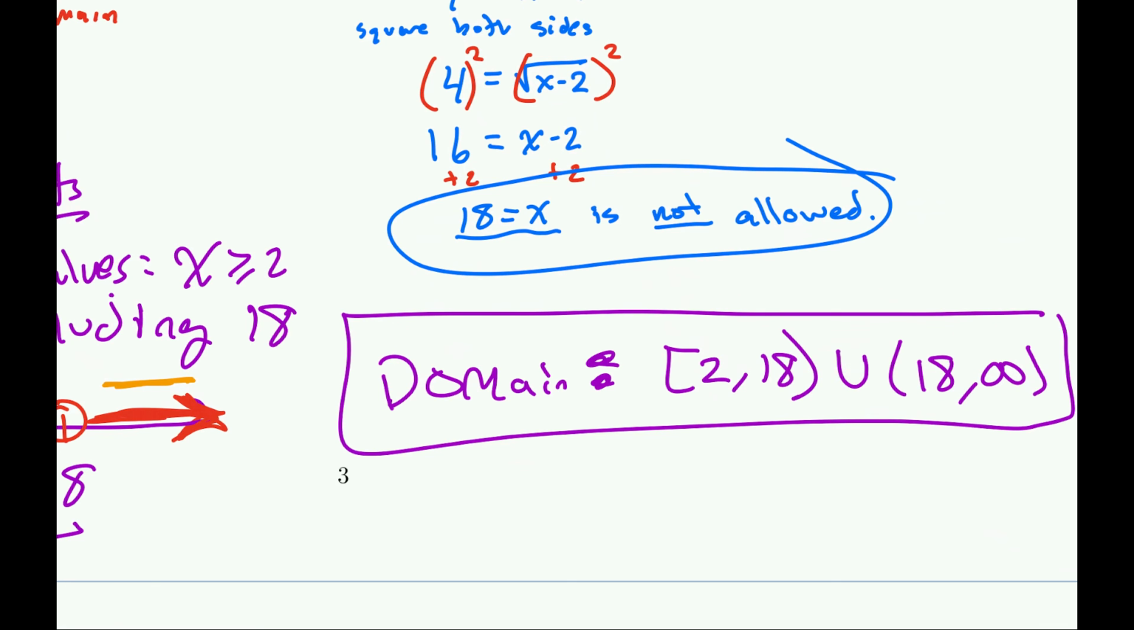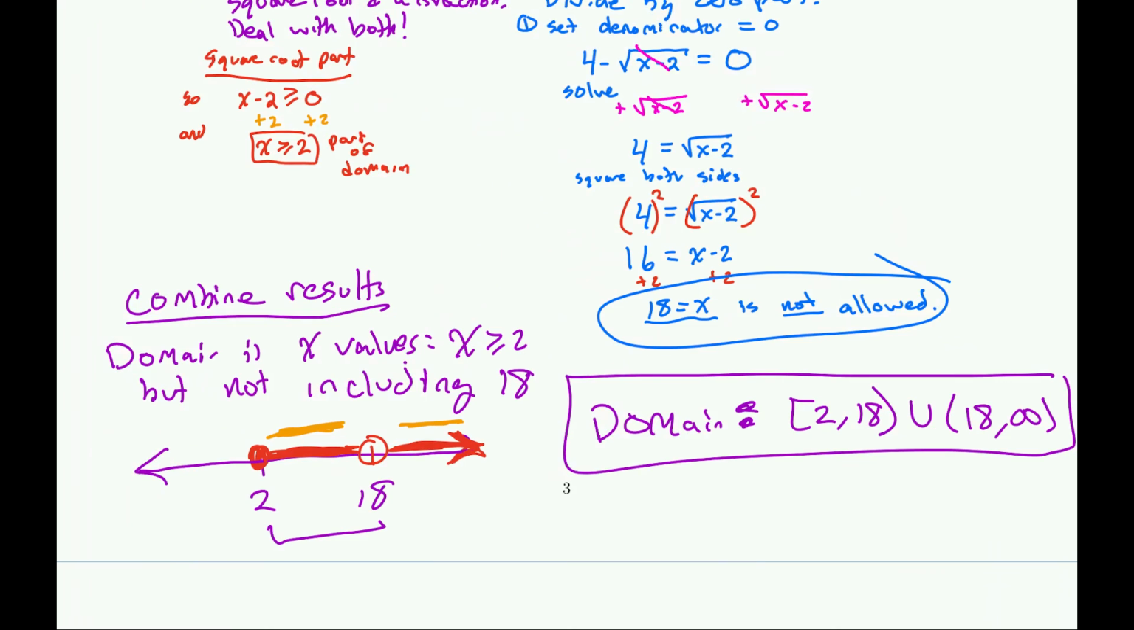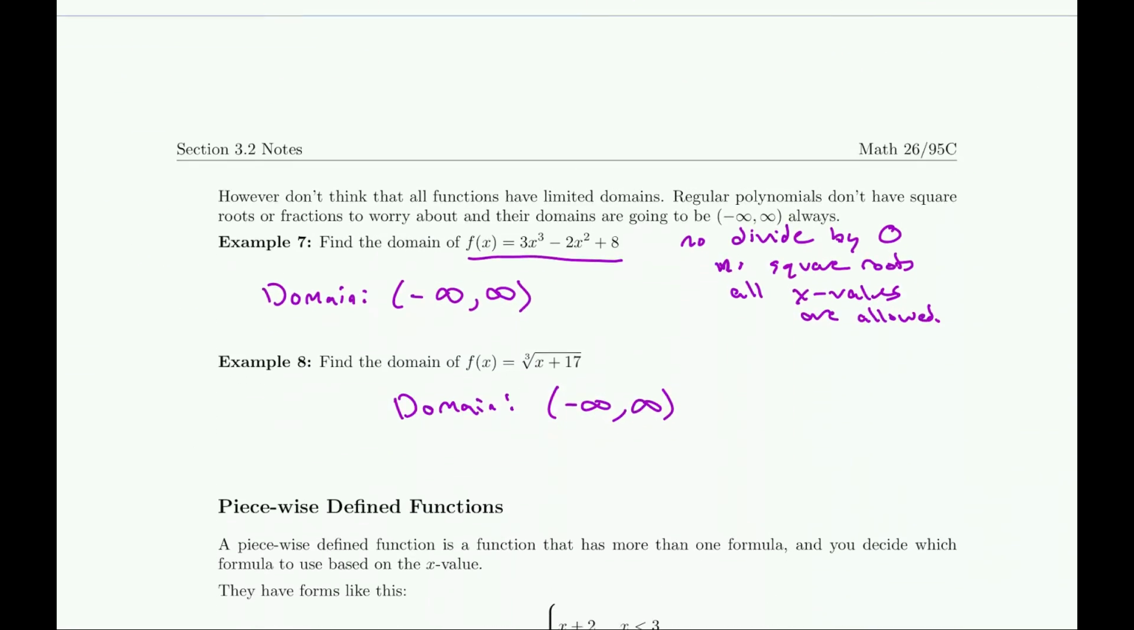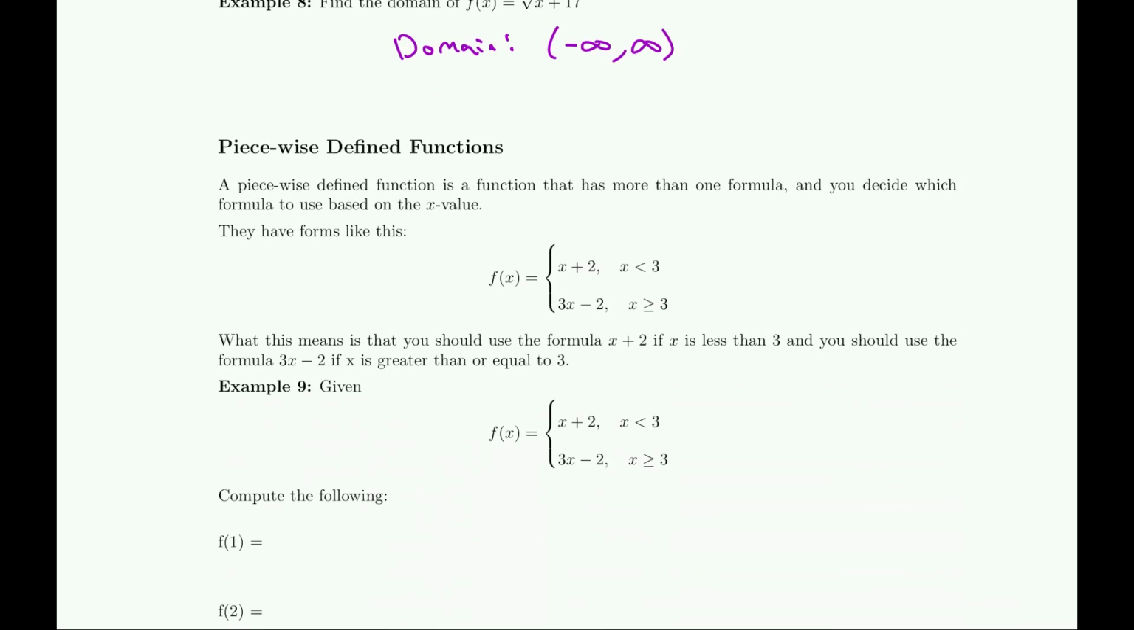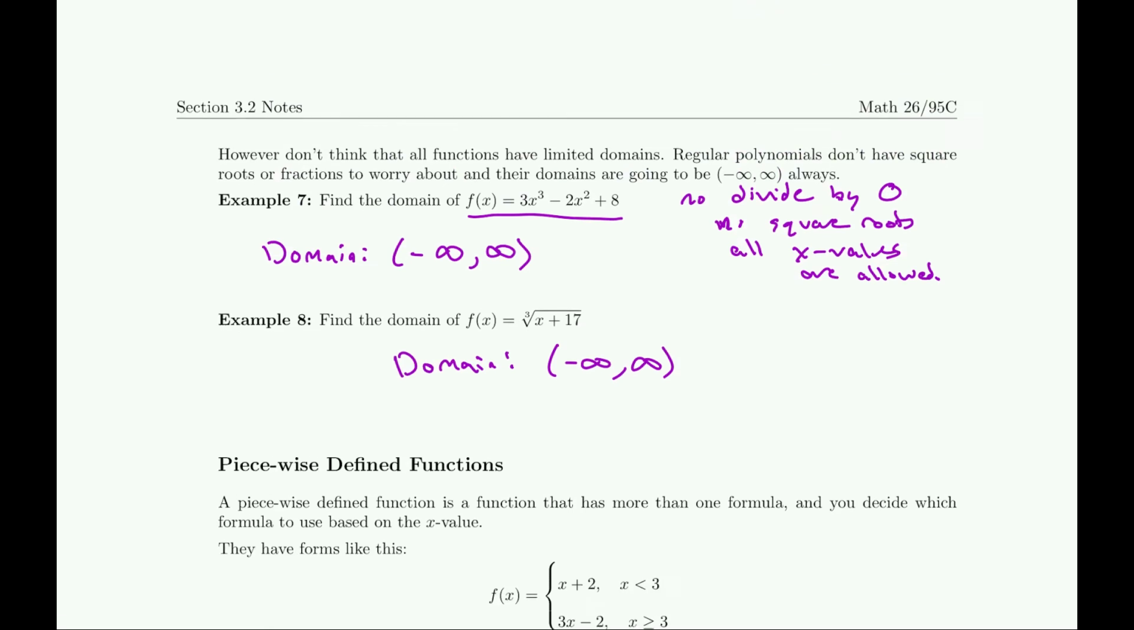Okay? So that's it. In the next lecture, what we're going to talk about is piecewise defined functions. It's going to be a shorter lecture than this. I just wanted to finish this topic before we moved on.